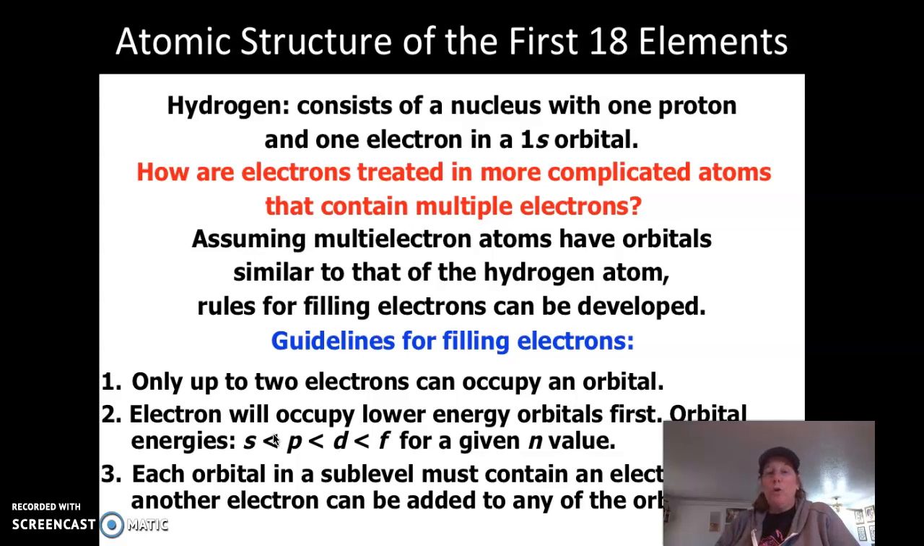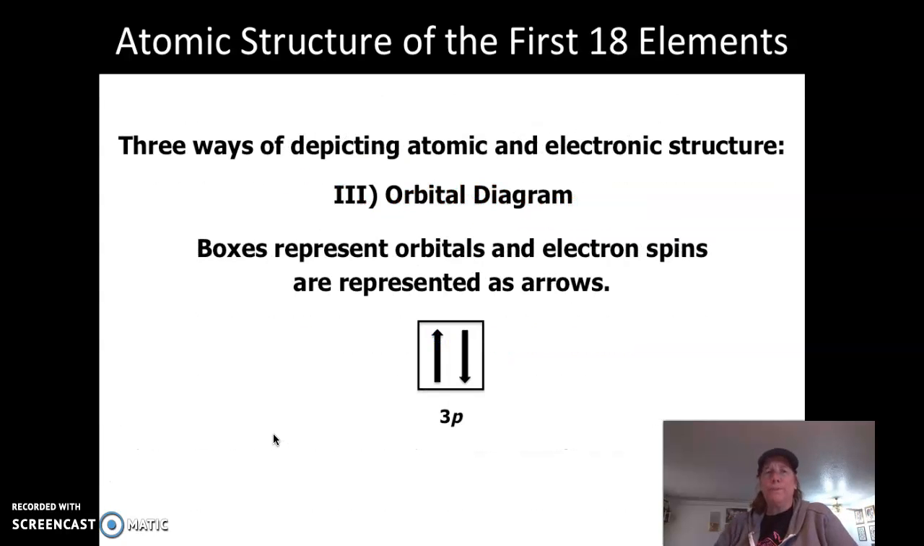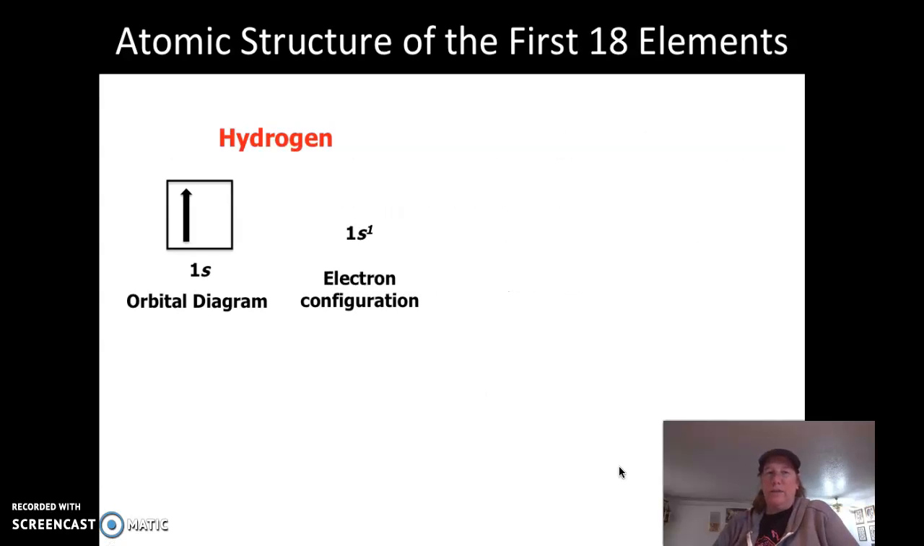Each orbital in a sublevel must contain an electron before another electron can be added. And again, I'll show you that one. That's called Hund's rule. So when you're looking at orbital diagrams, this is an orbital diagram. I just do a line with arrows because drawing all these boxes would drive me crazy. What this is saying is in the 3p orbital, we have two electrons, one spinning this way, one spinning that way. That's an orbital diagram, and I'll show you how to do those again. There'll be a video after this one to show you exactly how to do it.